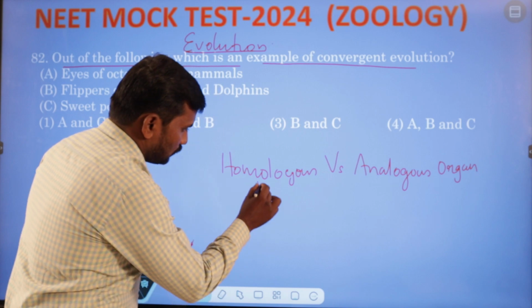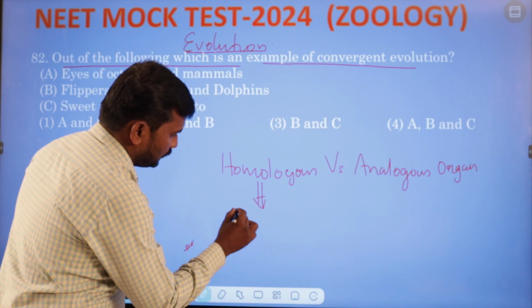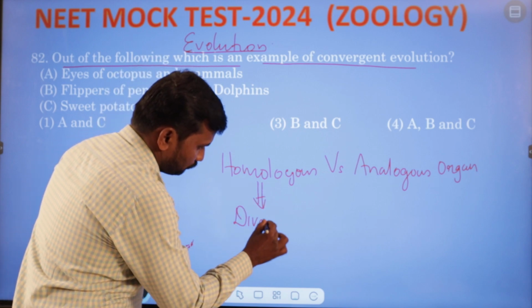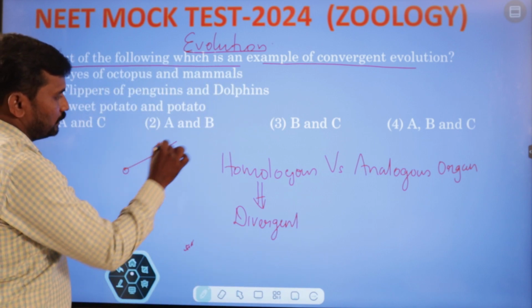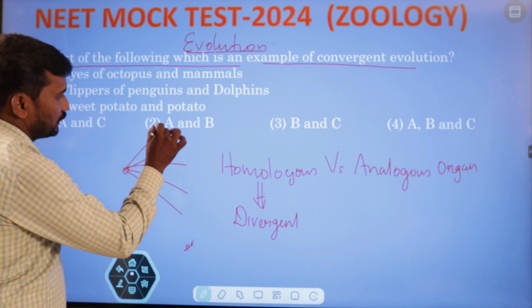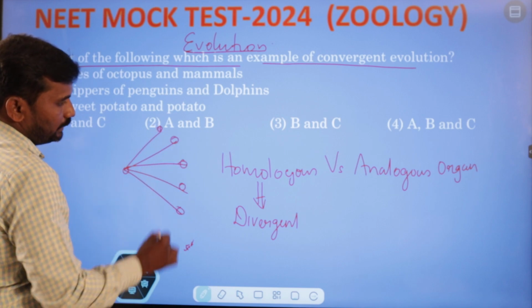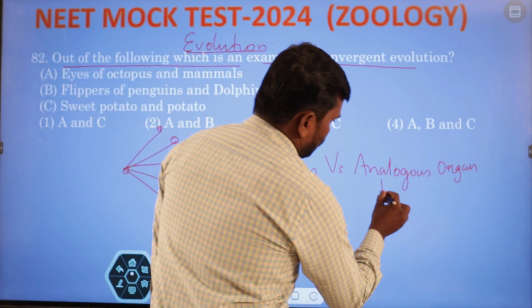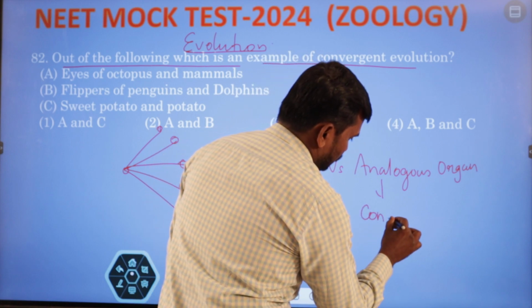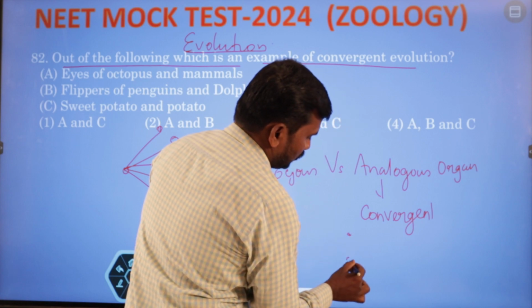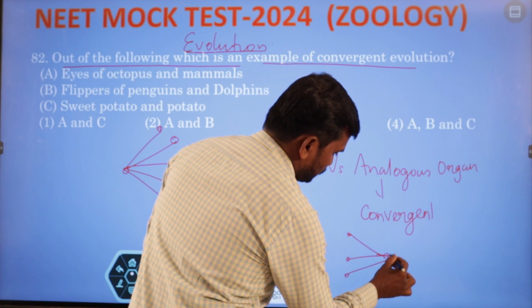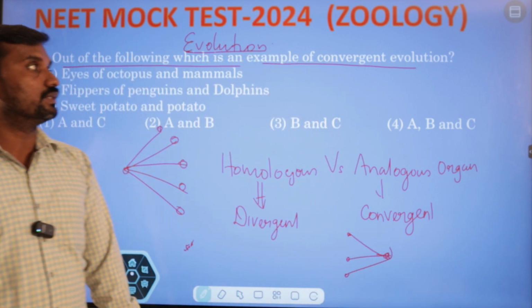Homologous organs are going to create divergent evolution. Clear? This is divergent evolution. The organs are modified to create different kinds of traits based on the habitats. At the same time, analogous organs are going to create convergent evolution. Different kinds of organisms are going to perform the same function.